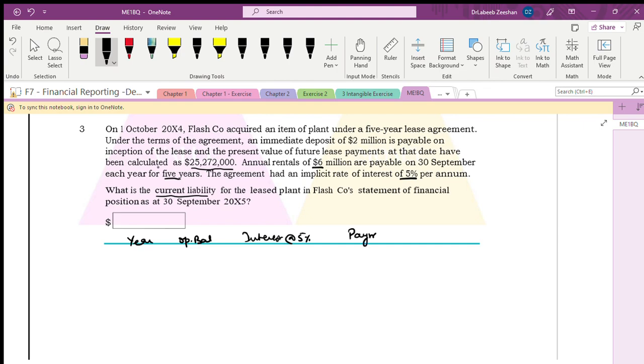Is it right? Payment, fine, payment, and you are talking in terms of a closing balance.